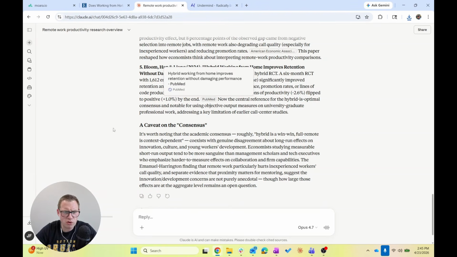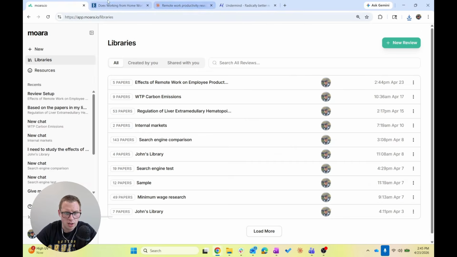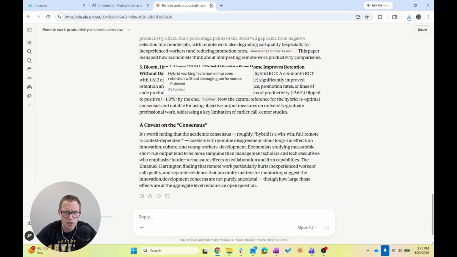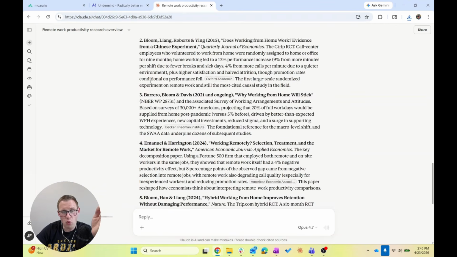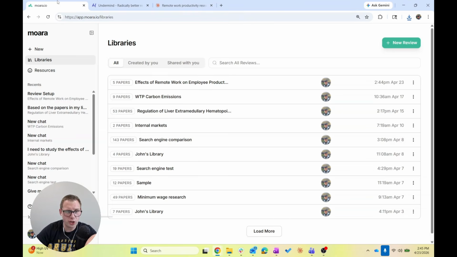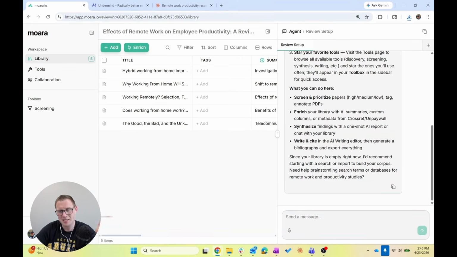Before we even go through Undermine, what I'd really like to do is exit out of this. One thing you can always do is save it, or copy and paste it into your Moara library in the agent. Sometimes that's helpful so that you can, for example, ask questions about which paper aligns with which of those findings, but you don't have to do that.